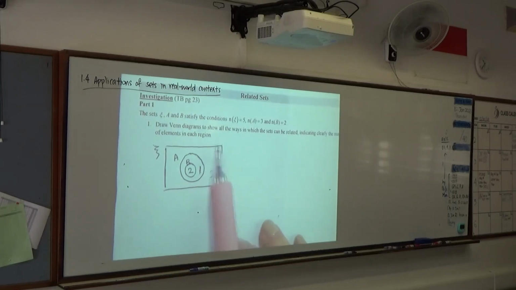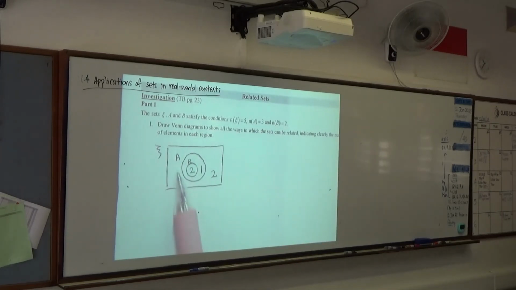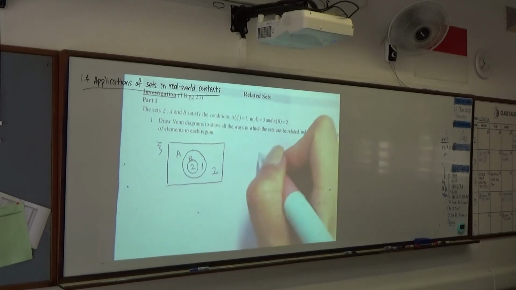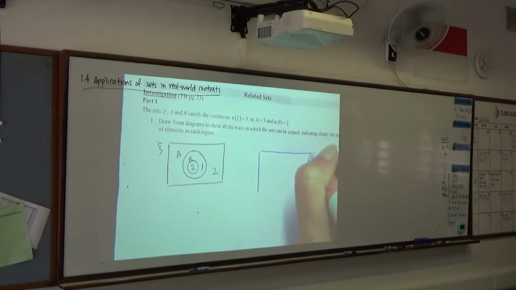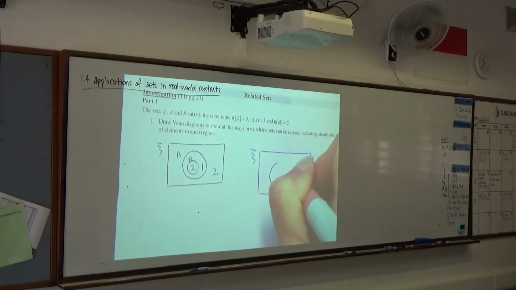We want to draw out the different possibilities that these sets will actually look like. We have already learned proper subset diagrams, overlapping diagrams, as well as disjoint set diagrams. So let's look at all the different possibilities. Something that we are used to is maybe looking at overlaps first. So let's take a look at that.